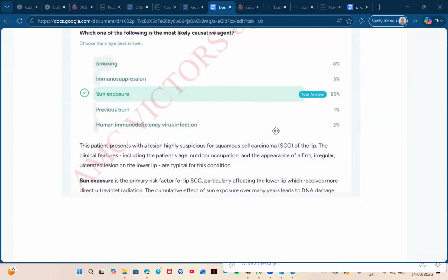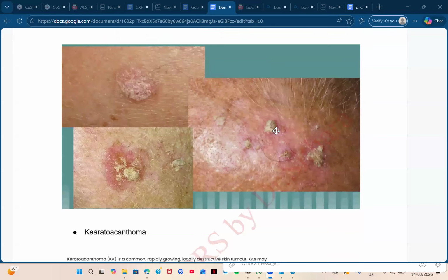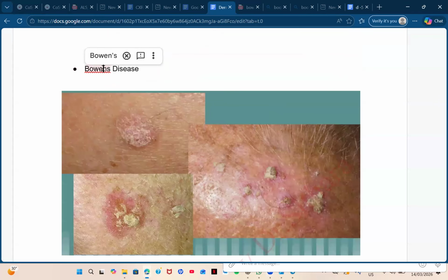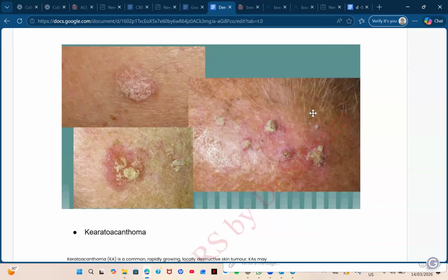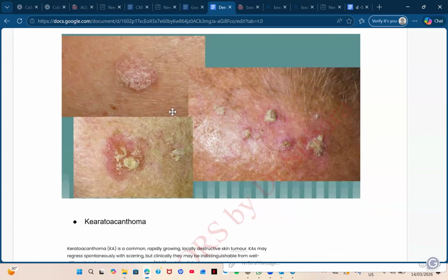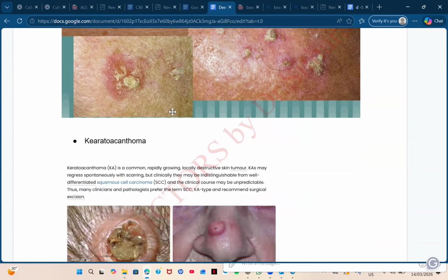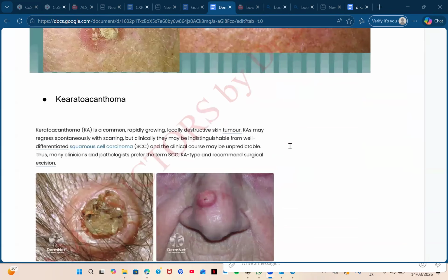Doctors, please keep your mic muted, okay? Yeah, remember. And this is the Bowen's disease here. So you all can see Bowen's disease. And then what else? So what do you know about keratoacanthoma?